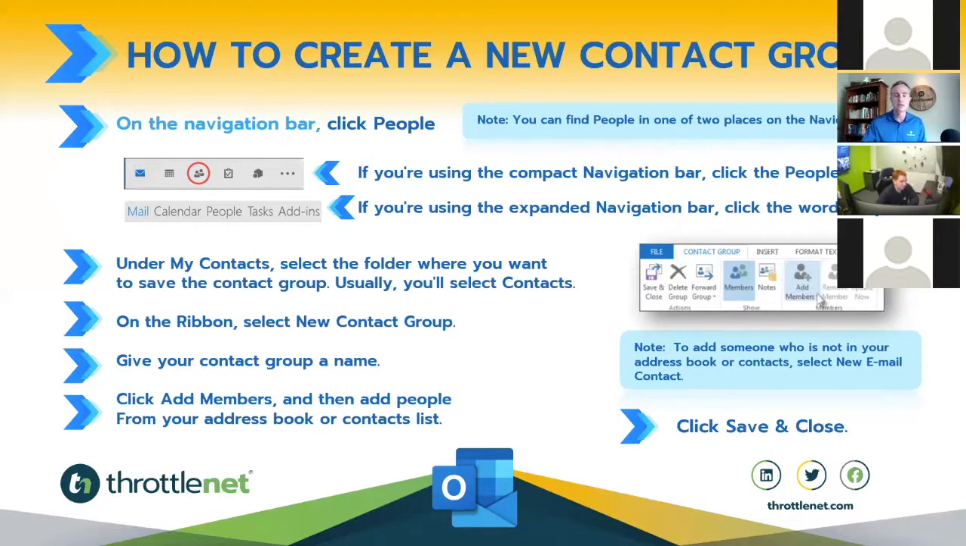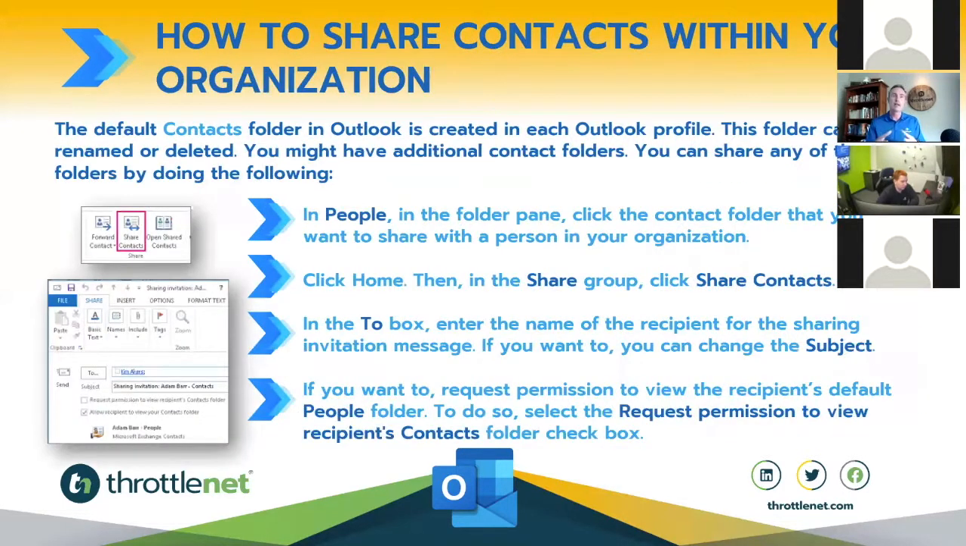Now once you've done that, you have the ability to share contacts either within or outside of your organization. Hypothetically speaking, if you want to share with individuals, there's a couple of different ways that you can do it. In this case, in the People and folder pane, you'll click on the contact folder that you want to share with a person in your organization. You'll then share the group and click on Share Contacts. Then in the To box, you'll enter the name of the person you want it to go to and change the subject to whatever you want it to be.